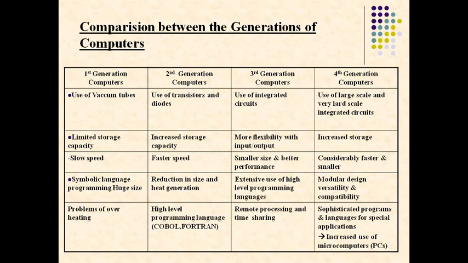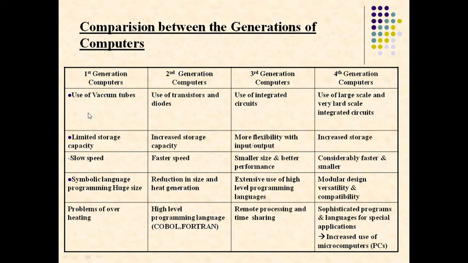Here the slide is showing a table comparing the generations of computers. It is giving some points in tabular form. The first column is about first generation computers, the second column is about second generation computers, the third column is about third generation computers, and the fourth is about fourth generation computers.